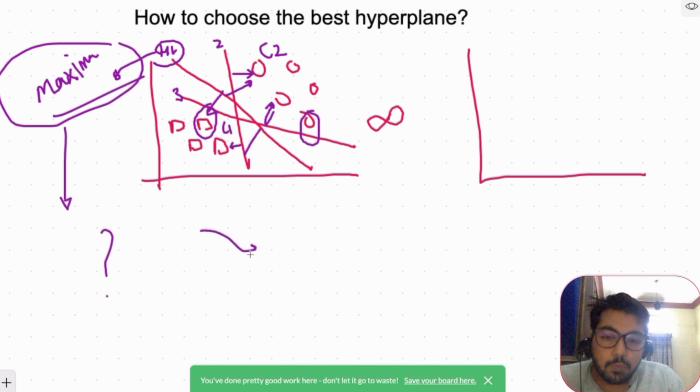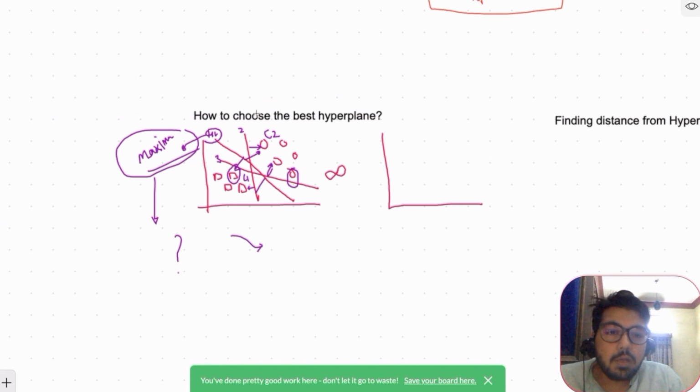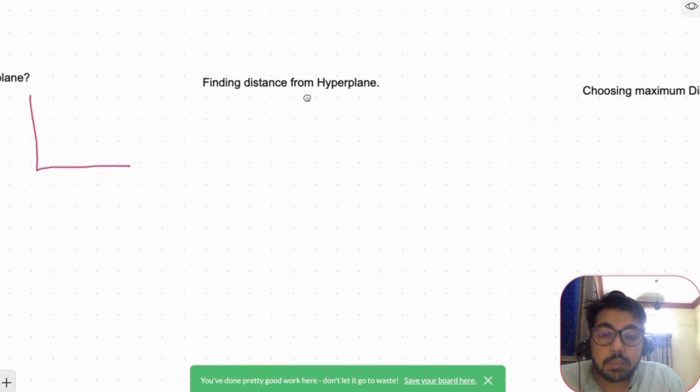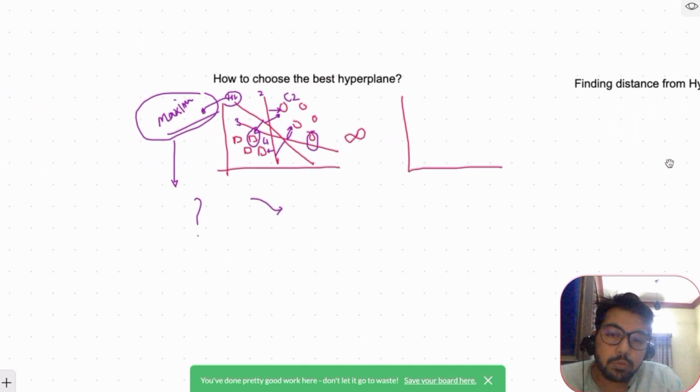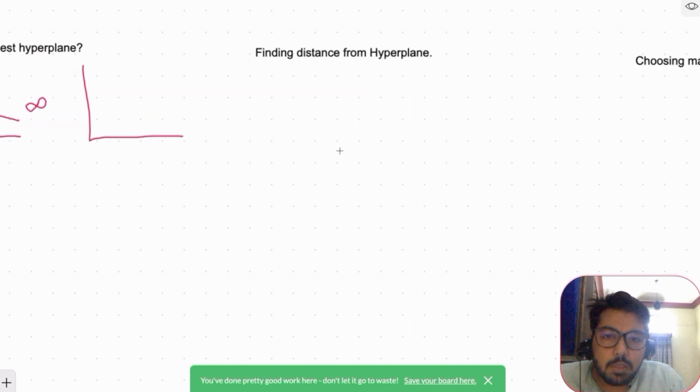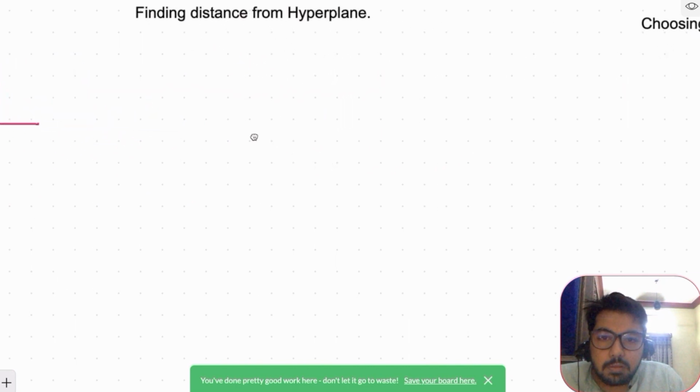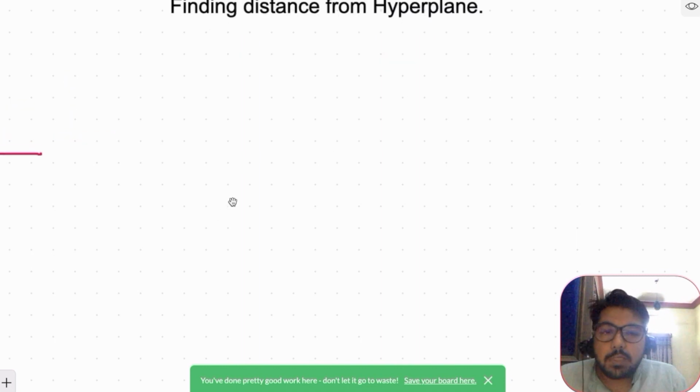Before this, we should be able to find the distance from the hyperplane. Once we can find the distance from the hyperplane, we just calculate the maximum margin, and the hyperplane providing the maximum margin between the nearest data points of the two classes will be considered a valid hyperplane. So let's move on and see how to find the distance from the hyperplane.